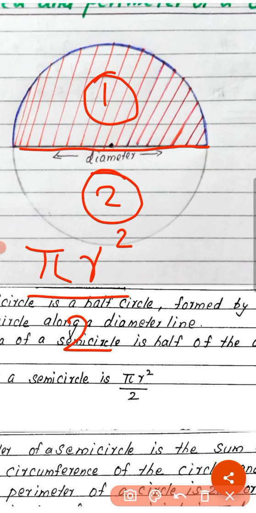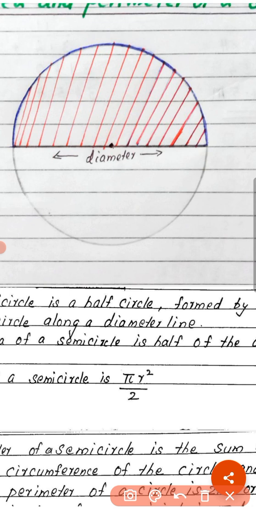Next is perimeter. As you already learned, perimeter is the distance around a shape. So children, here this is a semicircle. Its perimeter is the diameter and half of the circumference of a circle.